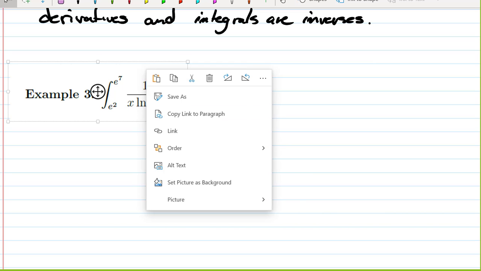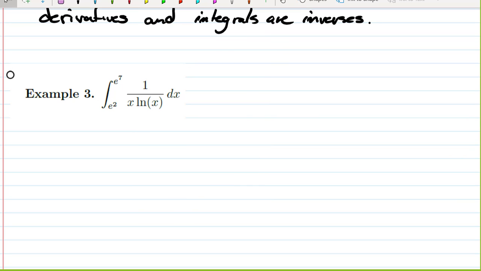So once again, we want to find the integral from e squared to e to the 7th of 1 over x ln x dx. And this is a little different than the previous one. The previous example was an indefinite integral, and this one is a definite integral.